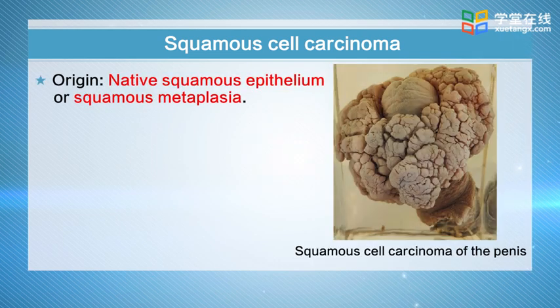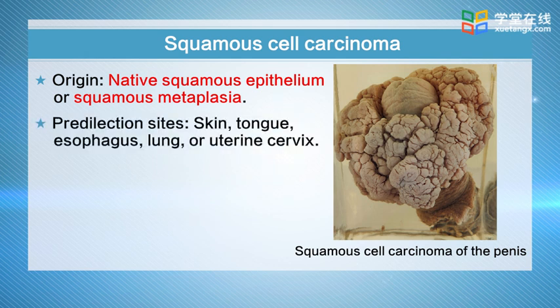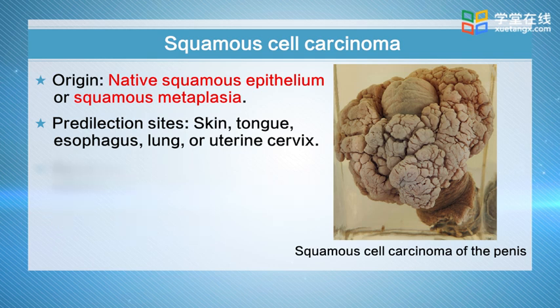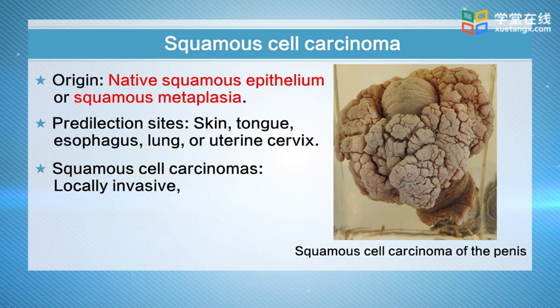Squamous cell carcinomas are malignant neoplasms showing squamous or epidermoid differentiation in the form of keratin production or the presence of intercellular bridges. Squamous cell carcinomas may arise in any site of native stratified squamous epithelium, such as skin, tongue, esophagus, or uterine cervix. They may also evolve from squamous epithelium which has been transformed by the process of squamous metaplasia. Squamous cell carcinomas are locally invasive.